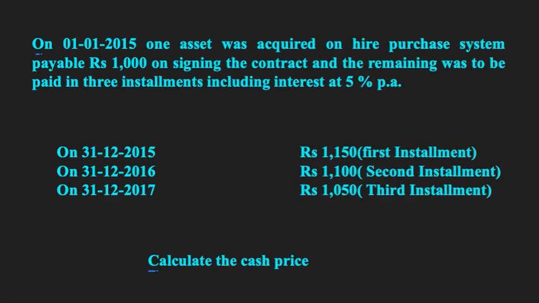For calculation of the cash price here, the steps are in a backward way. We are going to make some backward steps so that we can find out the actual cash price of the asset. Now the third installment is paid on 31st 12 2017, and the amount is 1050 rupees. This amount includes the principal amount and interest of 5%, which is given in the problem.